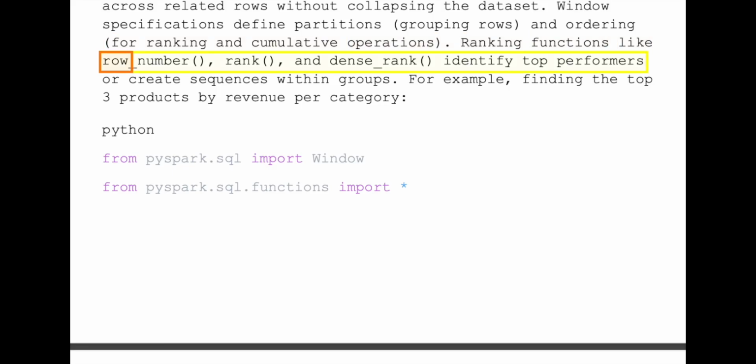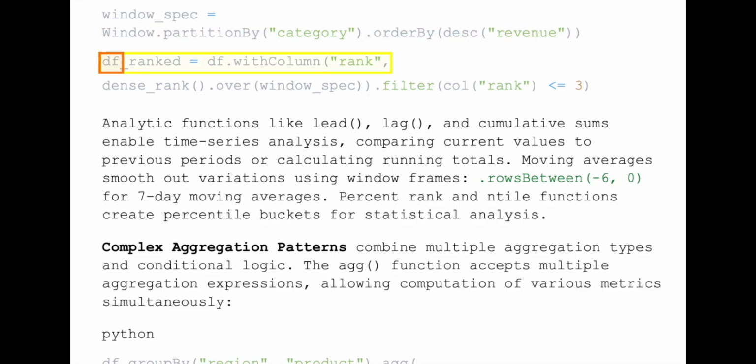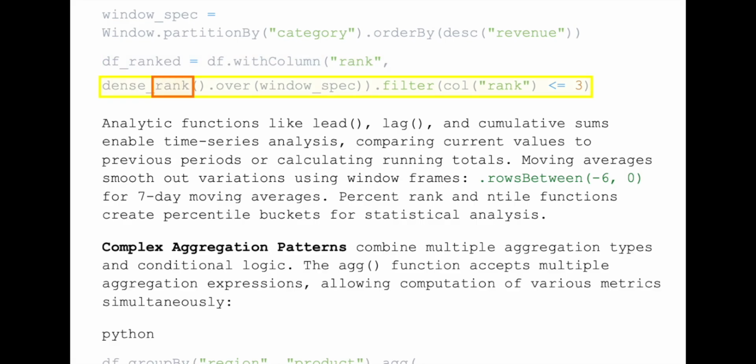Ranking functions like row_number, rank, and dense_rank identify top performers or create sequences within groups. For example, finding the top 3 products by revenue per category. Python: from pyspark.sql import Window, from pyspark.sql.functions import *, window_spec = Window.partitionBy("category").orderBy(desc("revenue")), df_ranked = df.withColumn("rank", dense_rank().over(window_spec)).filter(col("rank") <= 3).